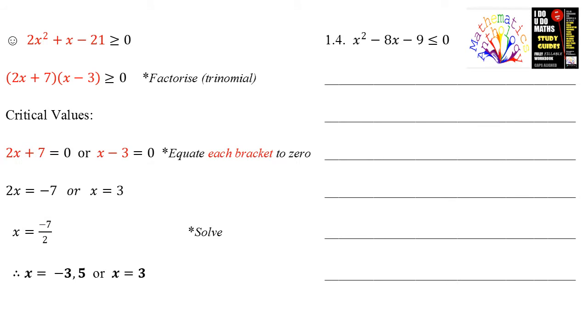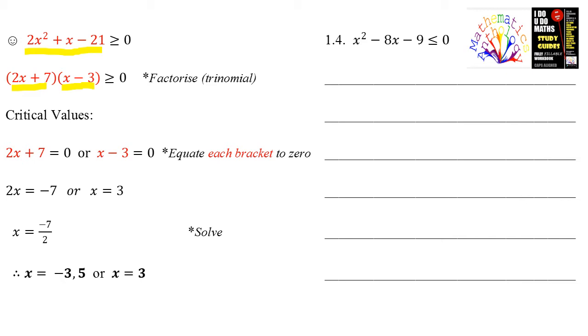Okay, now we have 2x squared plus x minus 21 is more than or equal to 0. To solve this inequality, we need to factorize the trinomial on the side. You can use the cross method. Once you use the cross method, you're going to get your two brackets, which is 2x plus 7 times x minus 3, and that needs to be more than or equal to 0 as per the question.